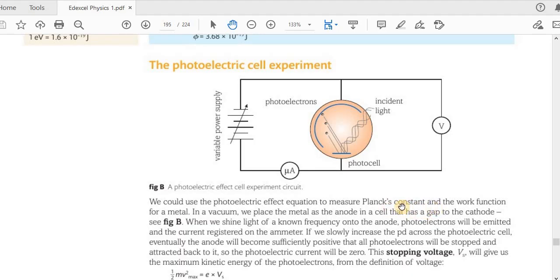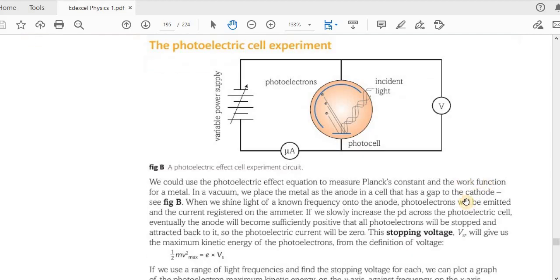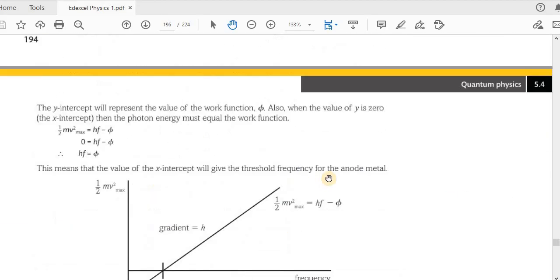Planck's constant, now that is a constant always. No matter what the metal or whatever the case, that value doesn't change. That is a constant for the waves. But the work function depends on the metal. So you see, different metals have different work functions.